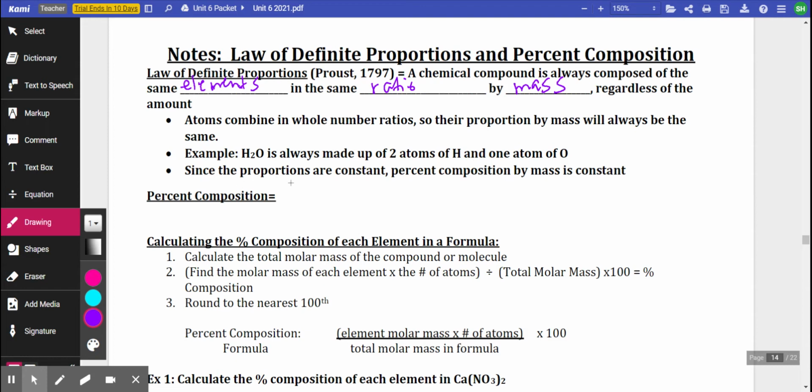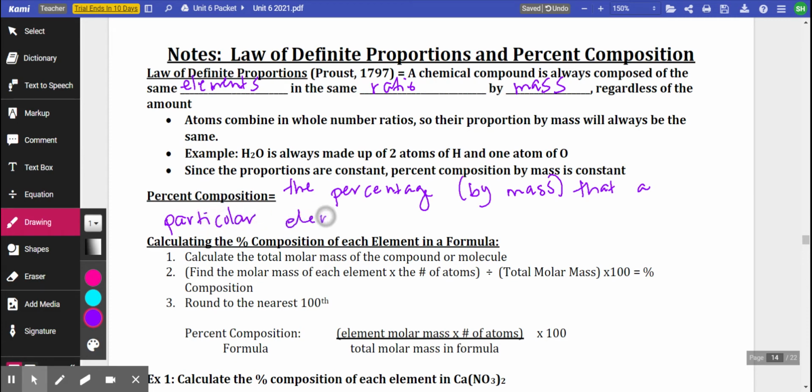So percent composition is the percentage by mass that a particular element is in a compound. So we'll put that in.